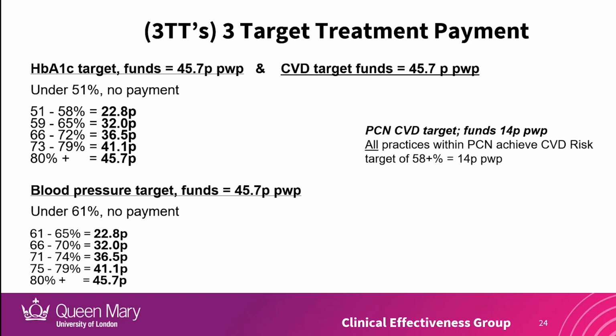For the three treatment targets payments, you can see here they're all done individually. You have your HbA1c, which is 51 to 80. You have your CVD, which is exactly the same. You also have a CVD target for PCN, which is 58 plus, which will equal an extra 14p per weighted patient. And then for your blood pressure, this is slightly different percentages, so it's from 61 up to 80% for payment.